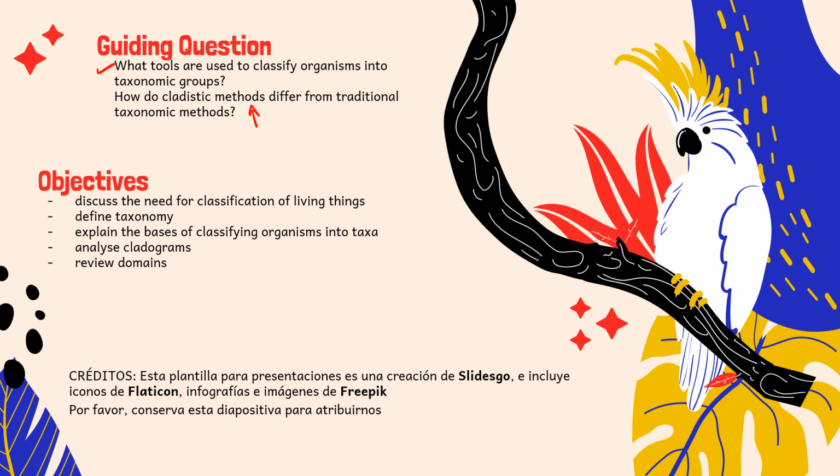We talked about the need for classification. There are so many different kinds of living things. We talked about taxonomy, classifying organisms. We talked about how we do it. We can use morphology, the shape, the form, how an organism looks, but we can also use that molecular biology, DNA sequences, RNA sequences, and amino acid sequences. We analyzed our super cool cladograms, and we talked about the 3 domains of life: bacteria, archaea, and eukarya.